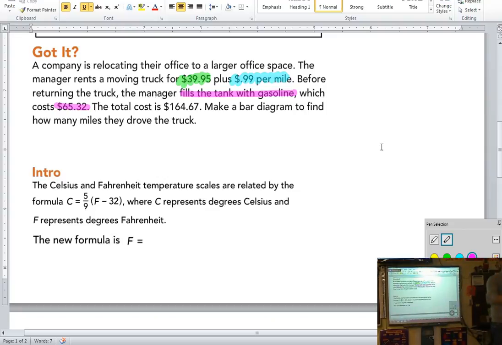Everything all together, when we're all said and done and the truck is back at U-Haul, I owe them, it depends on how far you drive, I owe them $164.67.